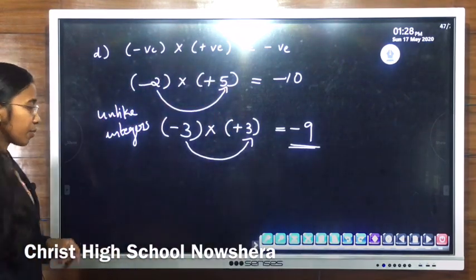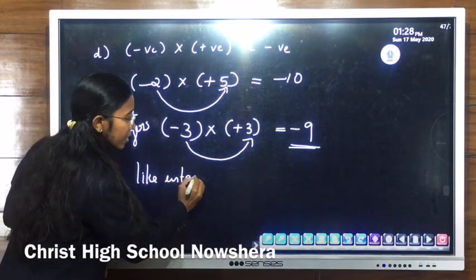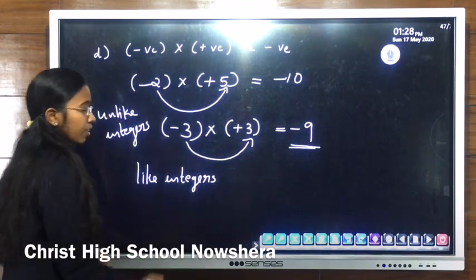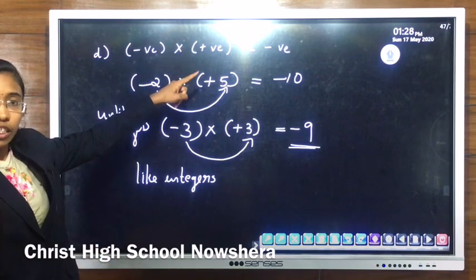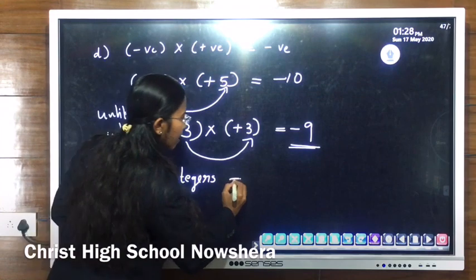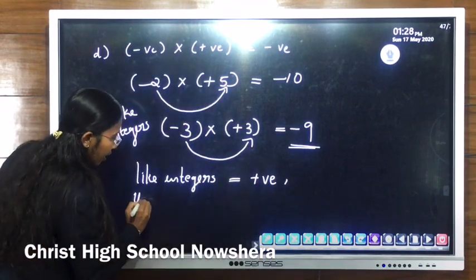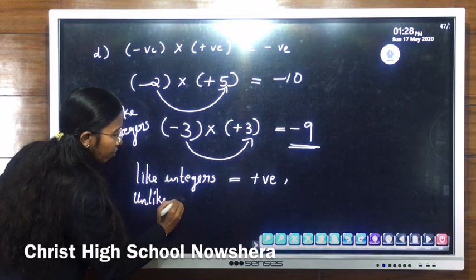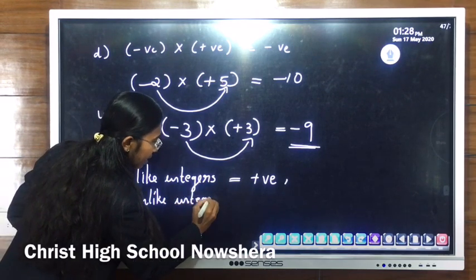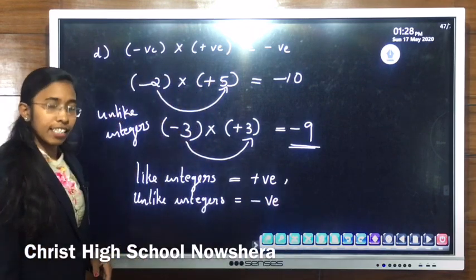So we can conclude for like integers. Like integers means both are the same sign, maybe the first and second one are positive or both are negative. In this case, like integers, our sign is always positive, and when we are multiplying unlike integers, our sign is always negative.